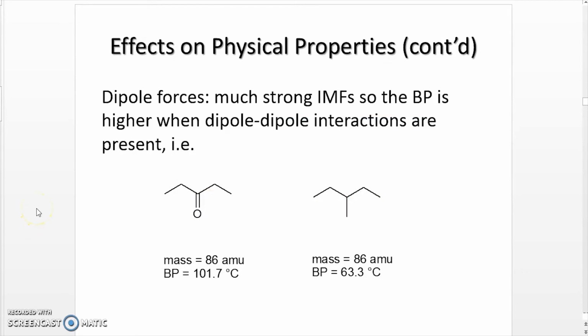Now, dipole forces are much stronger if the boiling point is higher. So look at the molecule on the left, a mass of 86. The molecule on the right also has a mass of 86. And the boiling point of the ketone, that is the molecule with the double bonded oxygen, is 101.7, whereas the boiling point for the alkane is lower at 63.3 Celsius.